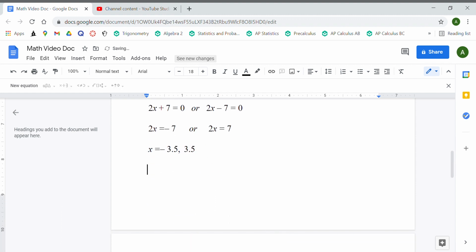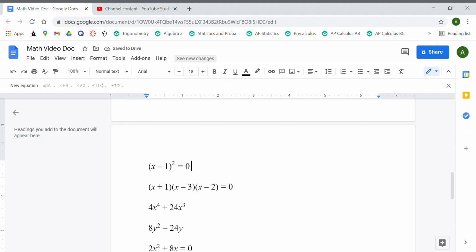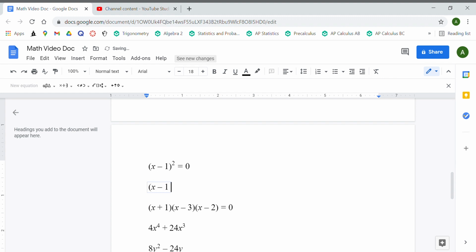Alright. How about this one? What about this one right here? Well, the thing is that you can write x minus 1 squared like this. Now notice what we got here. We got two different chunks again, but this time they're the exact same thing. So really we're just going to have one solution and not two. This is what we call repeated roots.